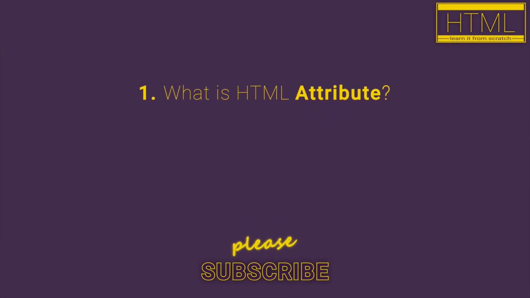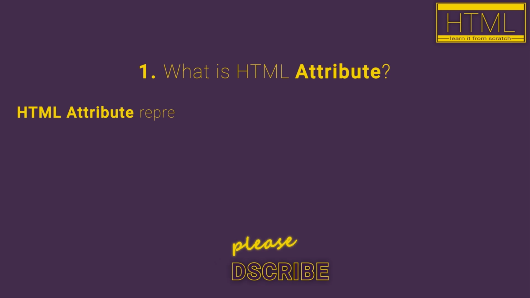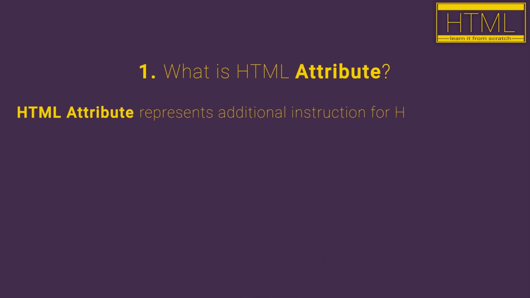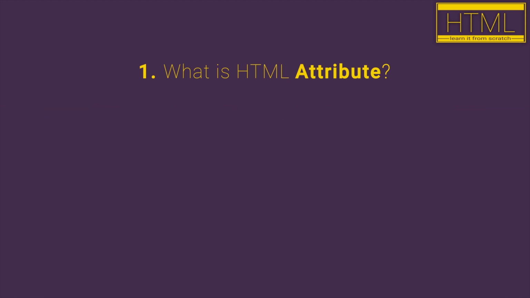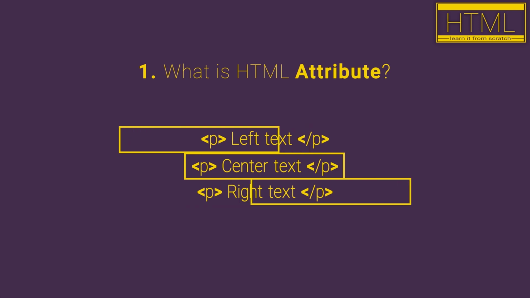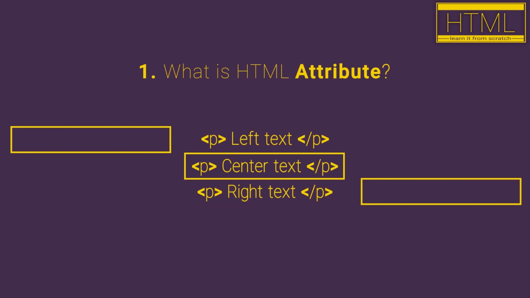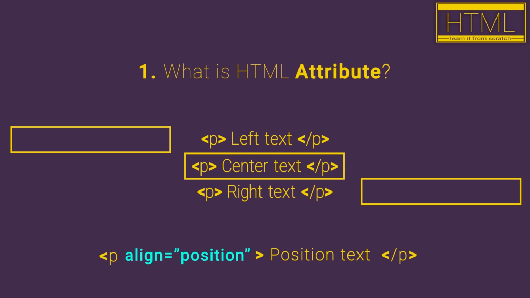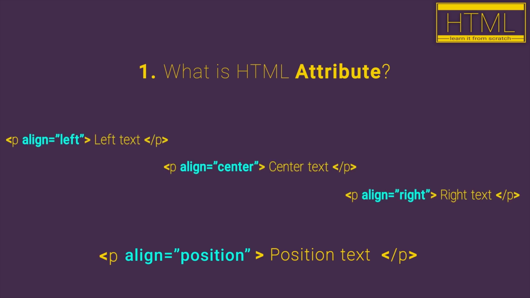What is an HTML attribute? An HTML attribute represents an additional instruction for an HTML element. For example, if we have 3 paragraphs, and if we want to place every single one on a different part of the screen, we can use the align HTML attribute. So align will be the instruction that will place the paragraphs on different parts of the screen.